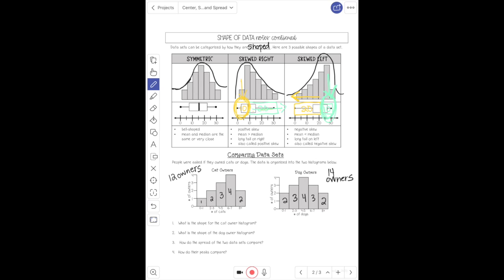So it says, what is the shape of the cat owner histogram? Cat owners, they want to know about the shape. If I'm looking at this shape, I can see that there are more values grouped in this 4 to 5 and 6 to 7 range. So it's not symmetrical. I have my tail, which is my lower values on the left, and then I have more values on the right. So if the tail is right here, on the left, that means it's going to be skewed left.